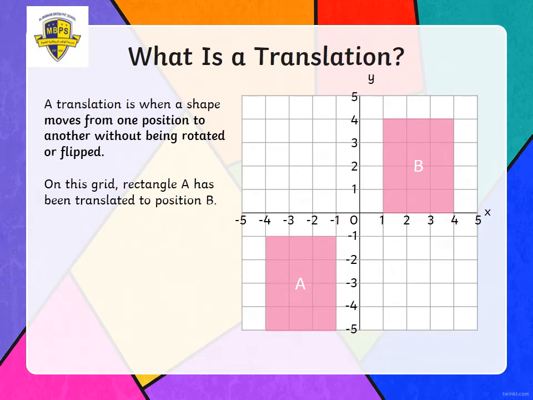Before we start, what is a translation? We want to know the meaning of the translation. Translation means to move a shape from one position to another without rotating or flipping it. So here, shape A, we move it from its position to B, but we didn't rotate or reflect the shape. This is just a movement.